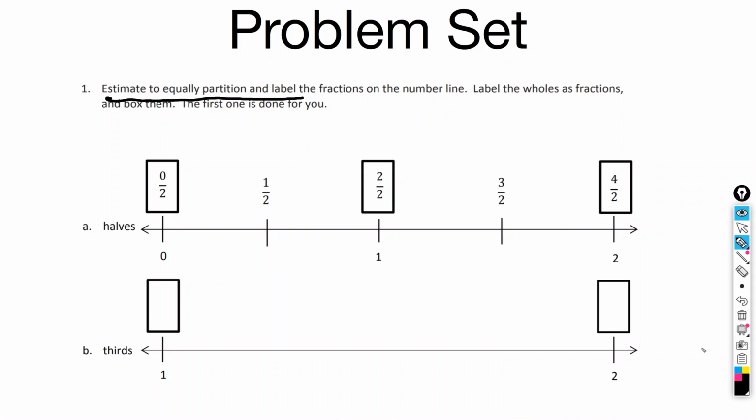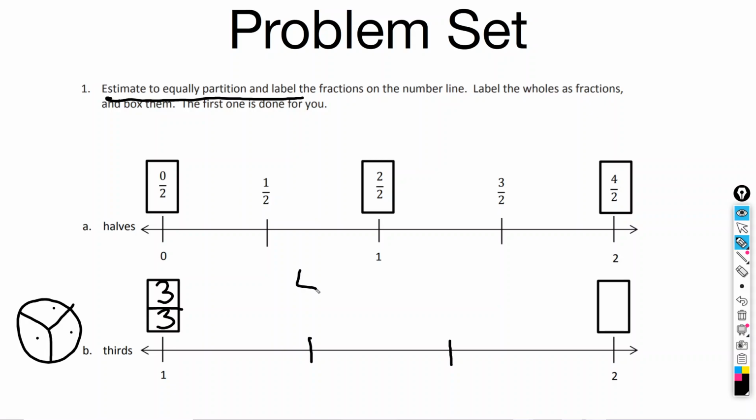First, I'm going to look at 1 and 2. So those are already in order and right next to each other. So I need to break this whole line into thirds, or into 3 pieces. Now, we don't start at 0, so we can't start at 0 thirds. So over here, I'm going to draw my 1 whole broken into thirds. And I know that's 1, 2, 3 pieces. So 1 whole is 3 thirds.